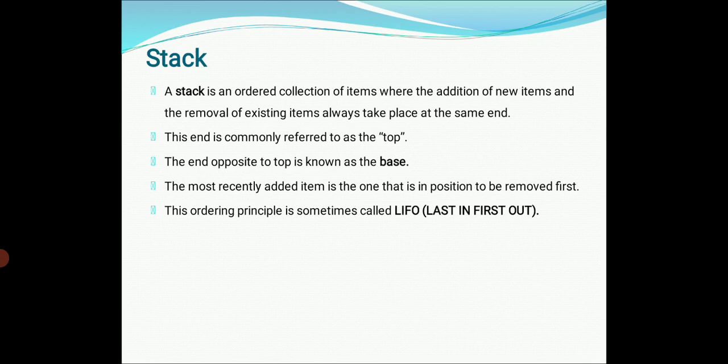Then let me tell you about the stack. The stack is one example of a linear non-primitive data structure. So first of all, what is a stack? A stack is an ordered collection of items where the addition of new items and also the removal of an existing item always takes place at the same end. This end is commonly referred to as the top of the stack. The end opposite to the top is called the base.